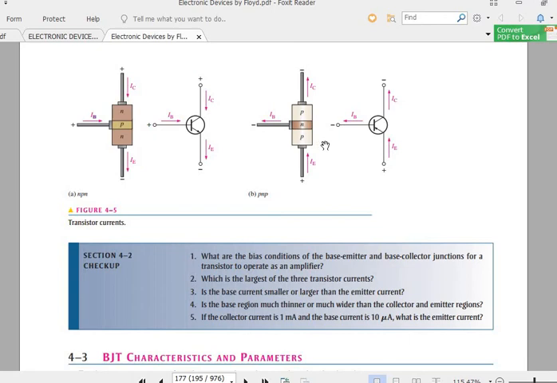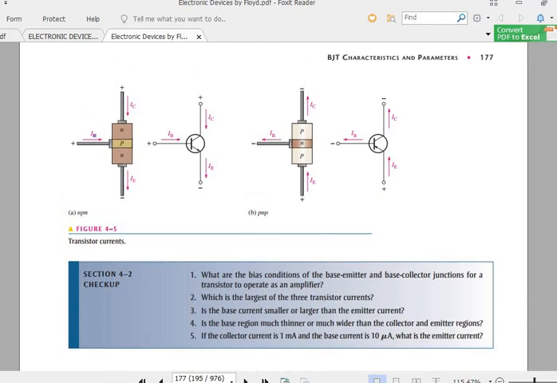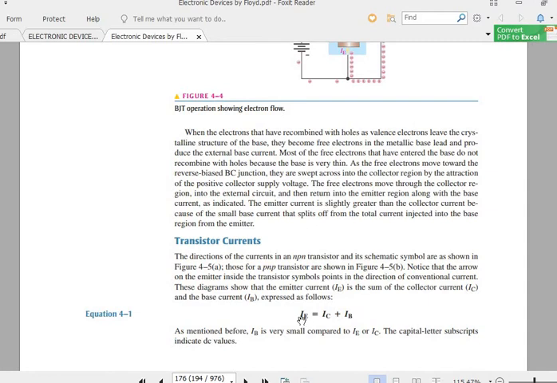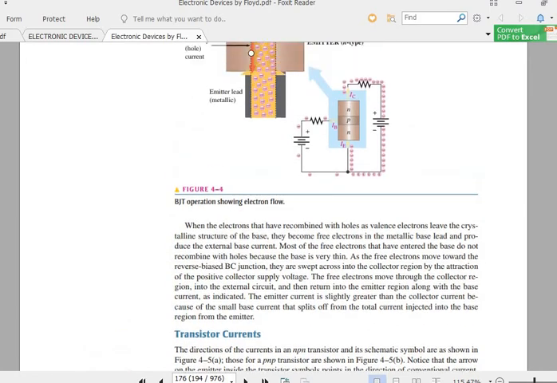Similarly, if we are having the PNP transistor, then what happens? The main current or the input current is from here, and these are the output currents, right? So in this way we can draw a very fundamental equation of the transistors, that the emitter current is equal to the collector current IC plus the base current. I told you that there are the paths given.